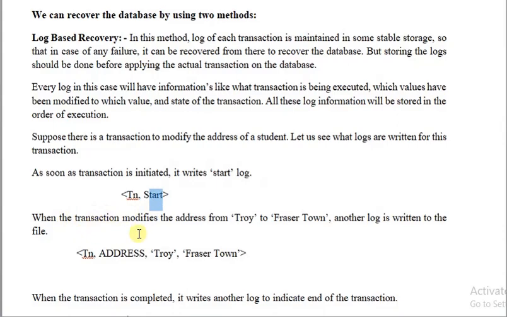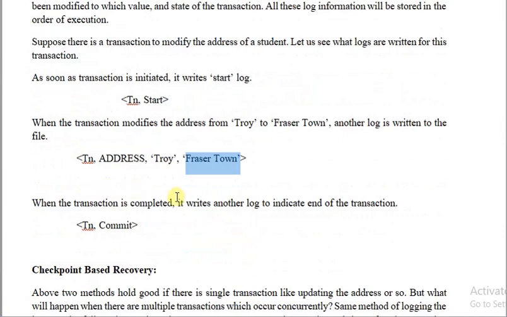When the transaction has modified the address from one value to another value, another log file is created. Again, TN is the ID of the transaction, address is the column name which is modified, Troy is the name of the student, and Frasertown is the new address of the student. As and when the transaction is completed, another log file is created, which is TN commit. So in this way, with respect to every step of the transaction, a number of log files are created.